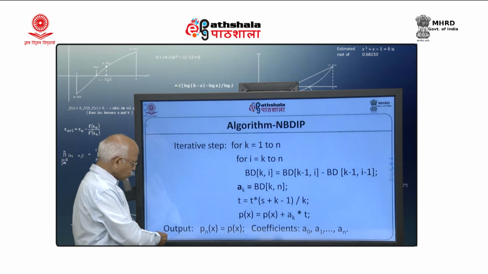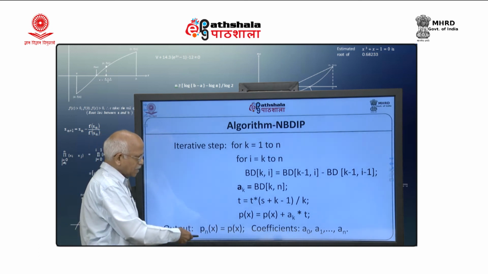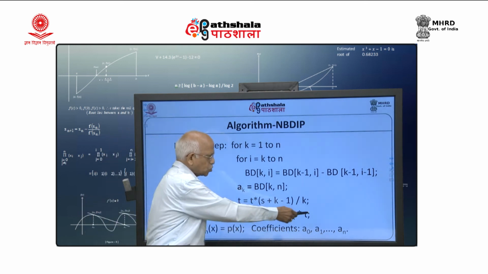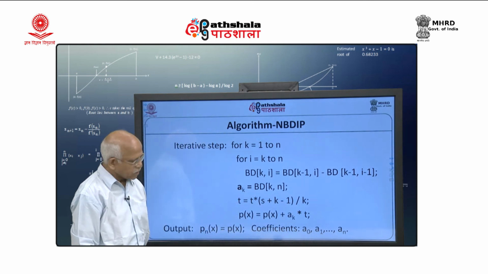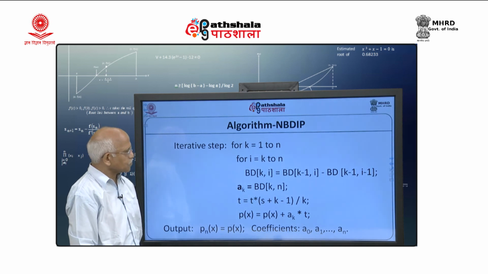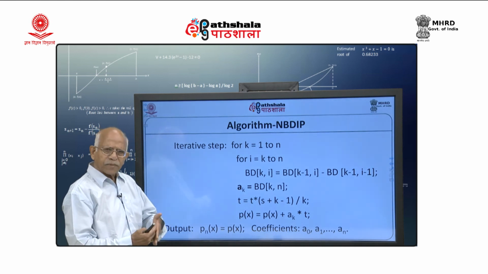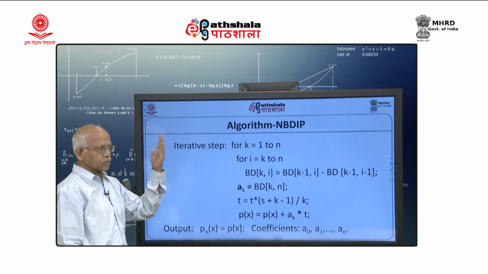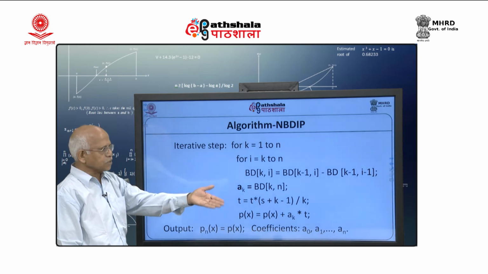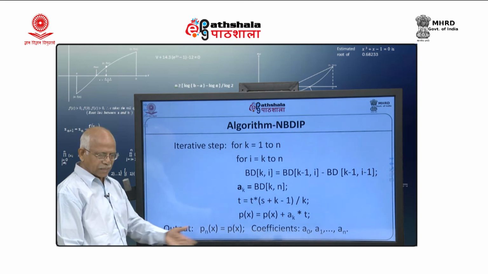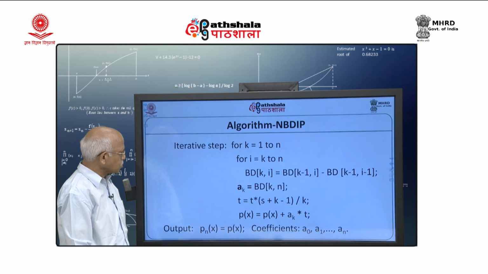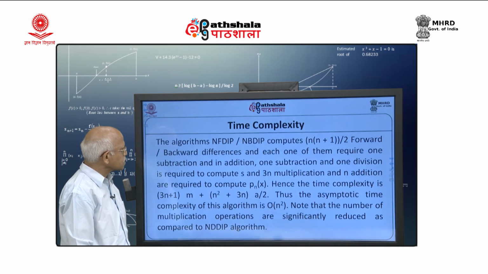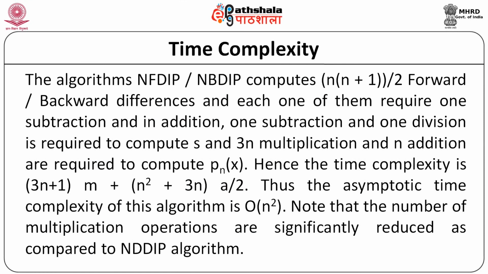So, naturally the output will be p n x is equal to p x, and the coefficients a 0, a 1, a 2, a 3, up to a n will also be given as output. So, this is backward difference. Both these algorithms are fairly similar to each other, except that one starts with x 0, I mean you are using forward differences at x 0, here we are using backward differences at x n, and similar computations are done in both the cases. Now, we compute the time complexity.